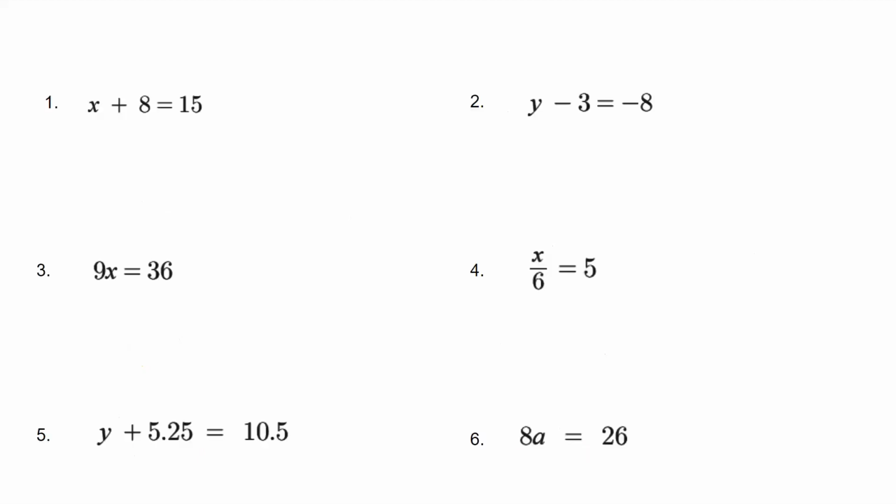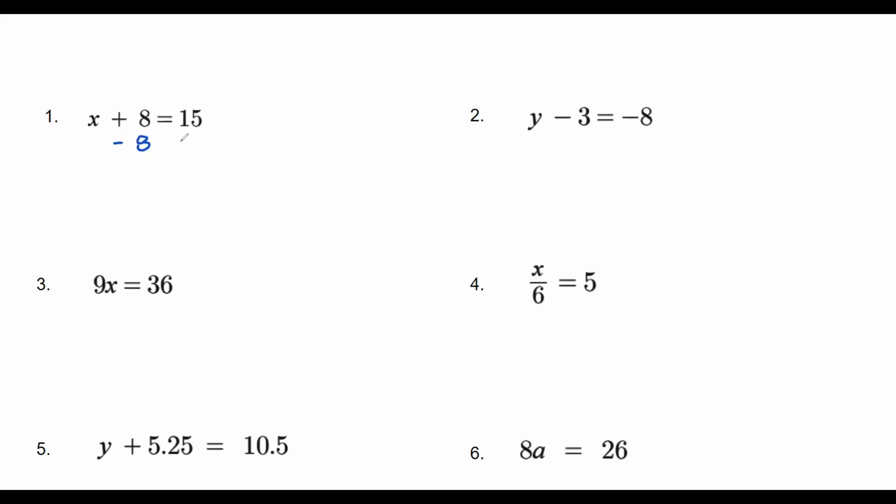We have 6 here to work on. In this first one, we're basically going to be doing the same thing that I just talked about, which is identifying what's being done to the variable. We're adding 8, so that means we should subtract 8 from both sides. That cancels this out. It leaves us with X is equal to 15 minus 7. 15 minus 7 is 8. Our answer to problem 1 would be 8.